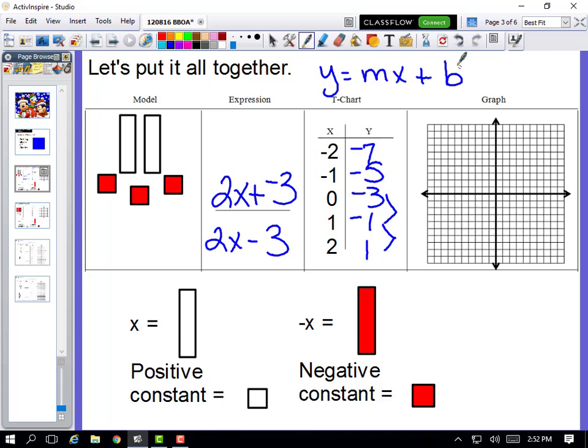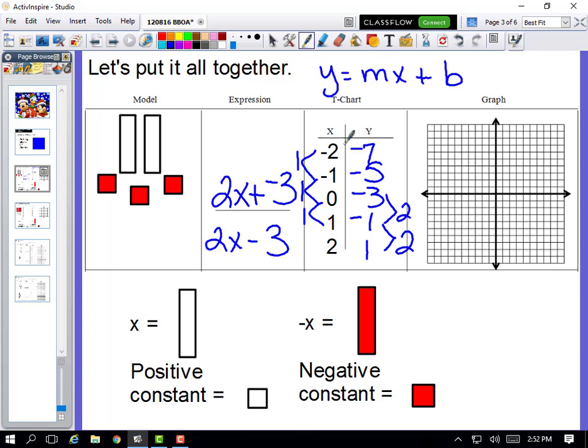So the b, the y-intercept value, is going to be the y value when x is 0. The m, or the slope, is going to determine the pattern that's counting down. In this particular one, we had a pattern of 2. So I count by 2s, if and only if my x values have a pattern of 1. And in all the ones that we have today, they will have that.